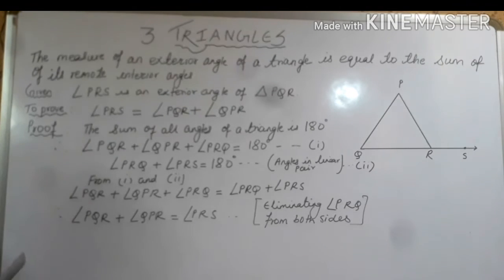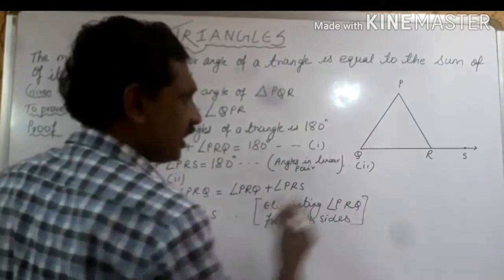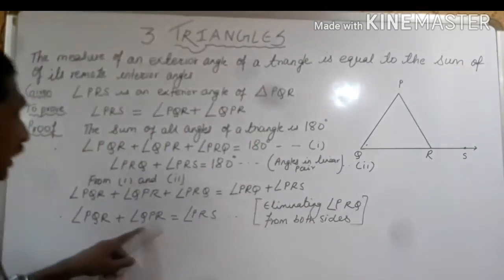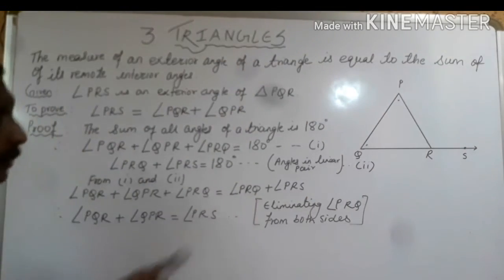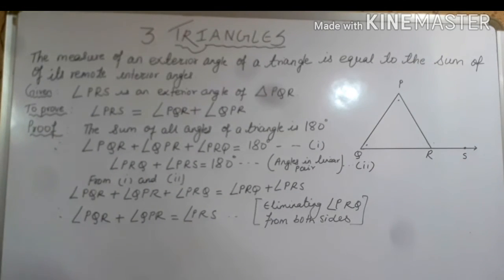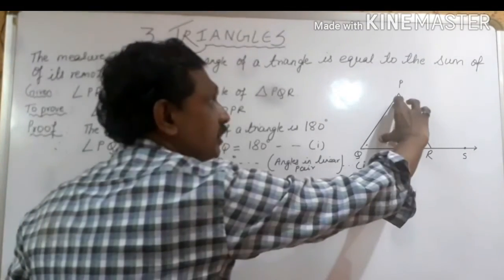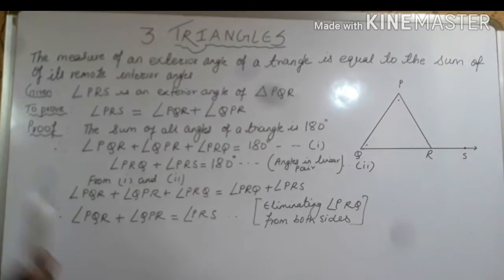Now let's go to our figure and check. Angle PQR is this angle. Angle QPR is this angle. Angle PRS is this angle. That means if you look here carefully, the sum of this is equal to this, which is nothing but a theorem which we have proved.